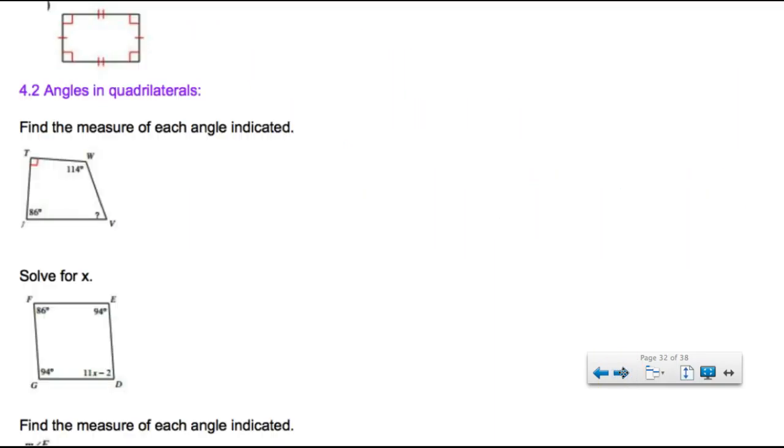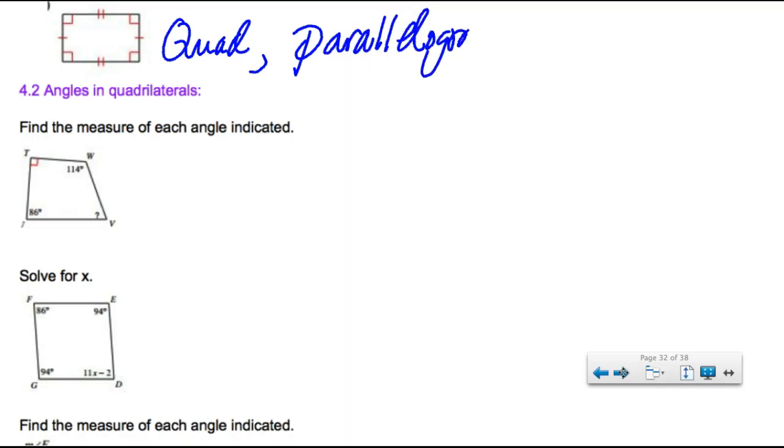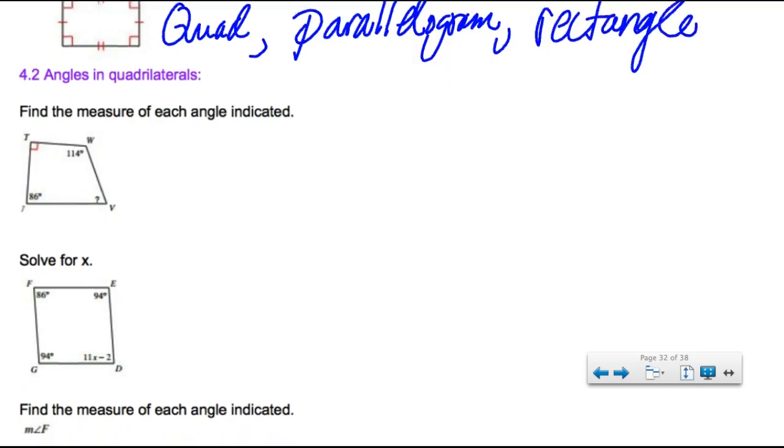Next up. What is the most specific name for this? A rectangle, but it said to give all names. So I would call this a quadrilateral, a parallelogram, and again, just use the chart, a rectangle, and that's it. It is neither a rhombus nor a square.